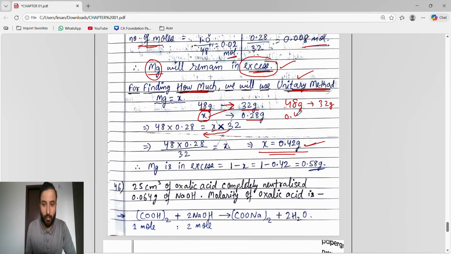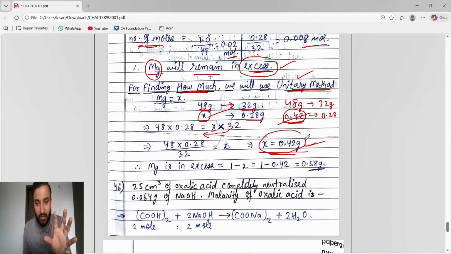Then 0.42 gram of Mg reacts with 0.28 gram of O2. So guys, 0.42 Mg is reacting, but we have to find how much Mg will remain in excess. Here 0.42, whatever we are getting as x, is already reacting. So what do we have to do? Guys, unitary method means what? Total will be 1. Unitary method means total will be 1.